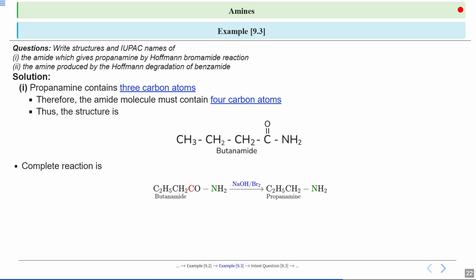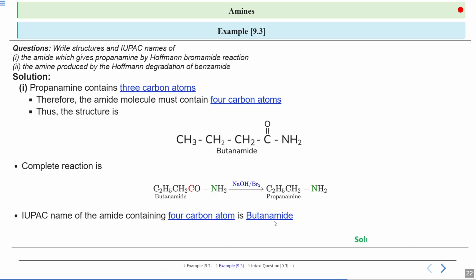So remember this. If I talk about the IUPAC name of the amide, it has 4 carbon atoms. So the IUPAC name of the amide containing 4 carbon atoms is butane amide.